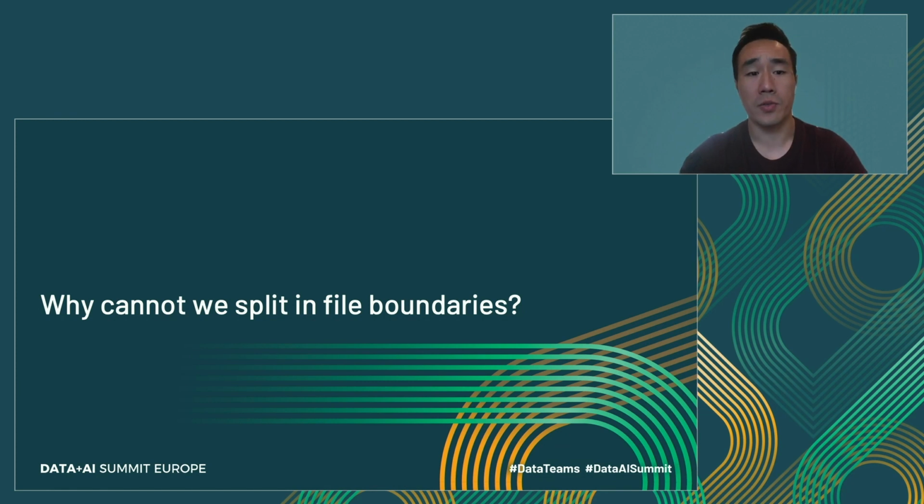So since Cosco groups shuffle output by partition, and each partition could have a large number of files, it is natural to ask ourselves, why can't skew mitigation split a skew partition based on file boundaries? This is a very tempting idea, but before we jump into the design, let me explain why this is actually not a trivial problem.